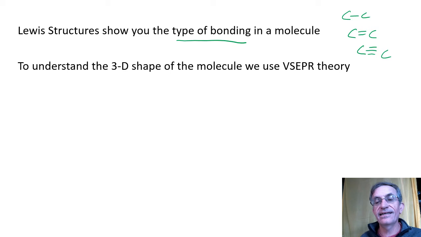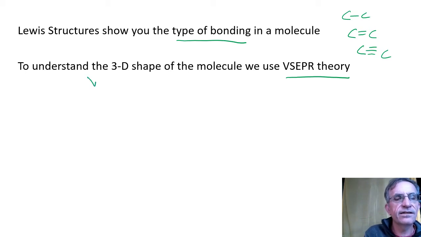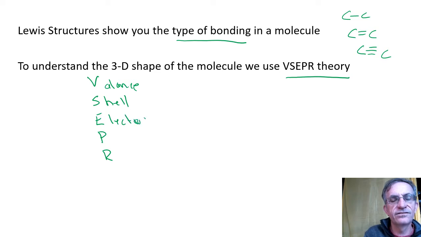And that idea is called VSEPR theory. We're going to build on it. We're still going to look at Lewis structures, but we're going to add another layer to that idea, and that other layer is called VSEPR theory. VSEPR is an acronym, so let's talk about what it stands for. V stands for valence. S stands for shell. E stands for electrons.